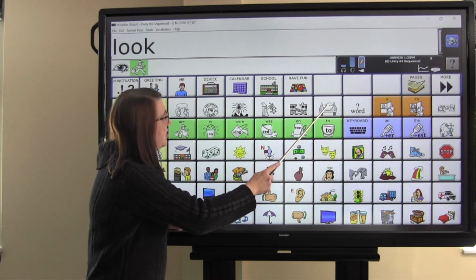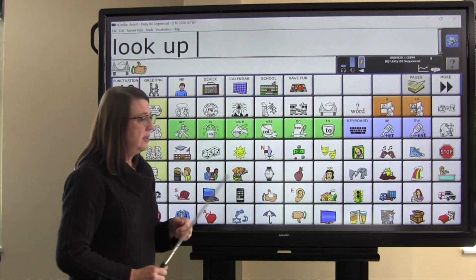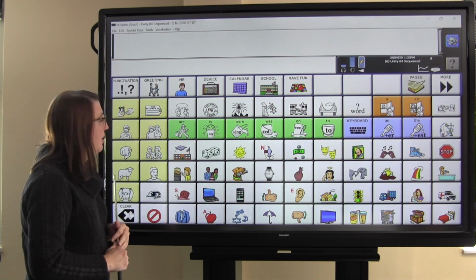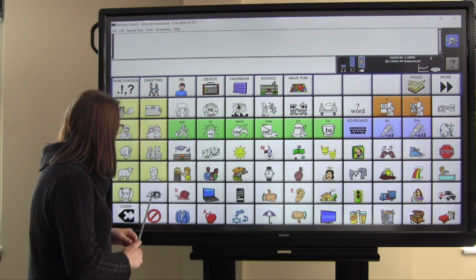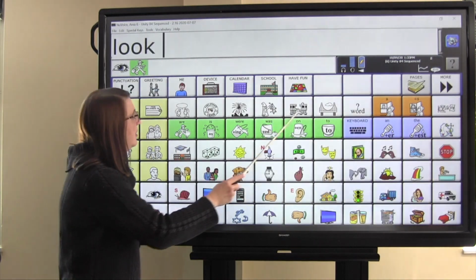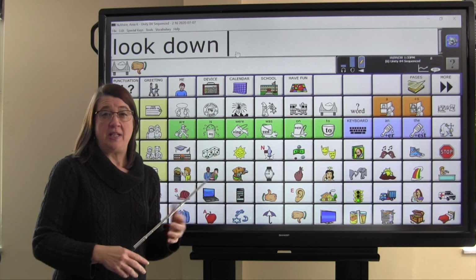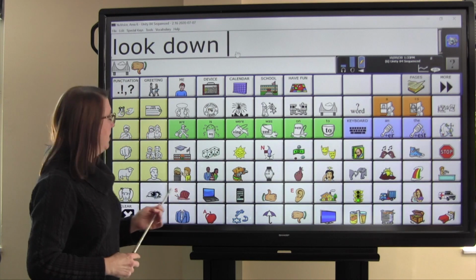But if I say look up, look, preposition plus that thumbs up key, up, that means I could look something up on Google, right, or in the dictionary. Or I could say look down. I don't know that it's a good idea to look down on somebody or something, but that's something else.